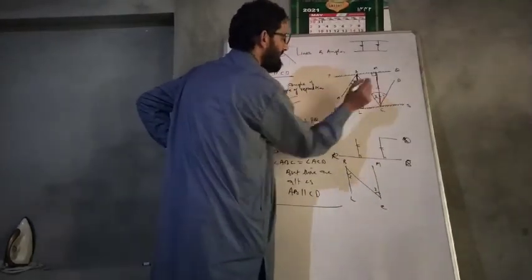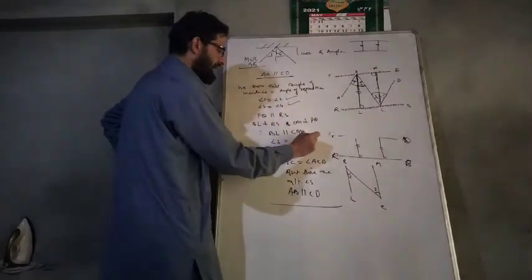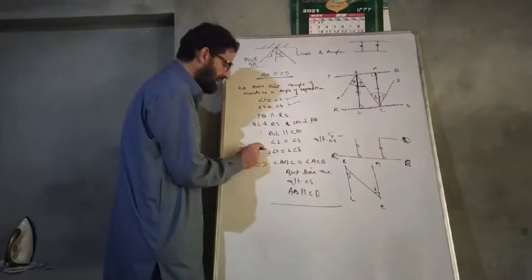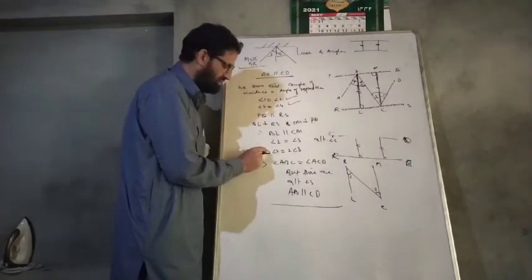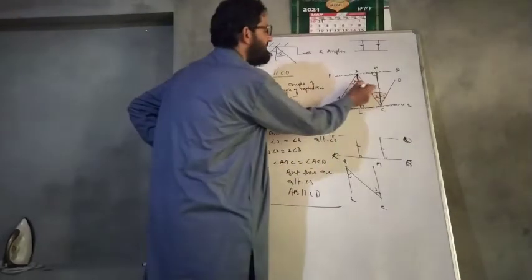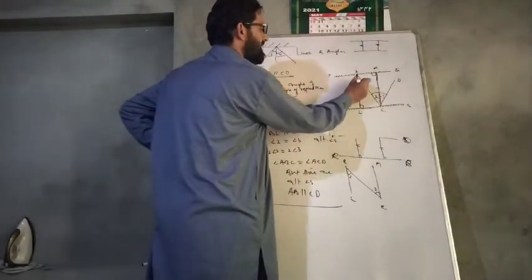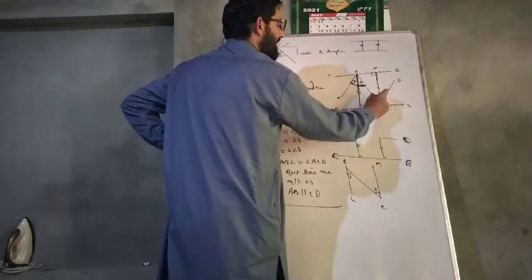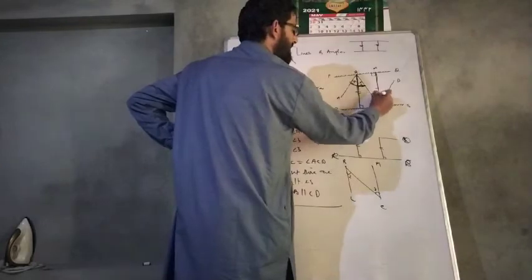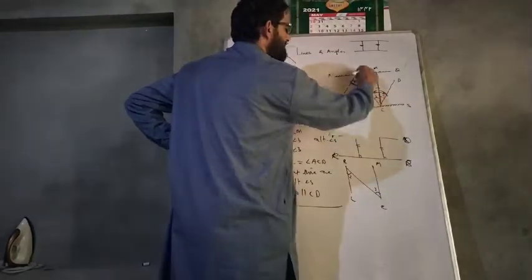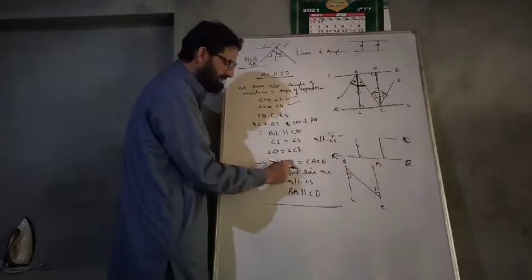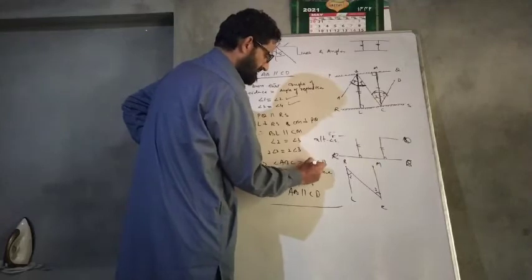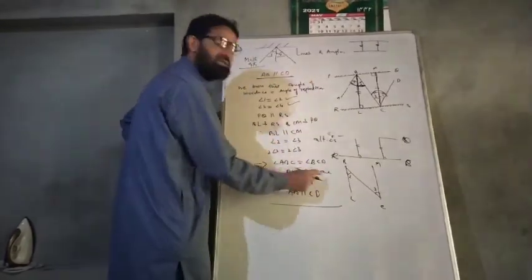This angle 2 is equal to angle 3. These are called alternate angles. Now what I did here, I multiplied both sides by 2. Twice angle 2 is equal to twice angle 3. Twice angle 2 is this whole angle, because angle 1 is equal to angle 2, so twice angle means the whole angle ABC. And twice angle 3 means the whole angle BCD. So angle ABC is equal to angle BCD, but these are alternate angles.